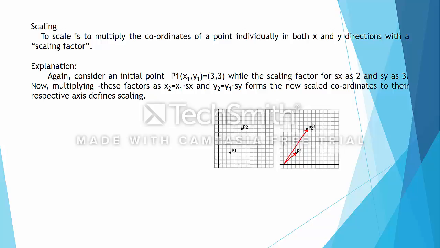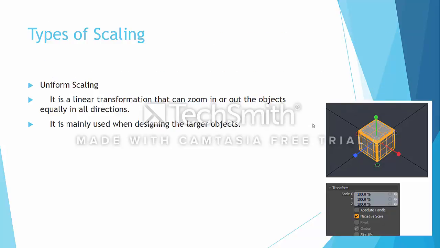It is also important to note that scaling is considered just for a point. Therefore, we say vectors are scaled. We have different types of scaling. They are uniform and non-uniform scaling.